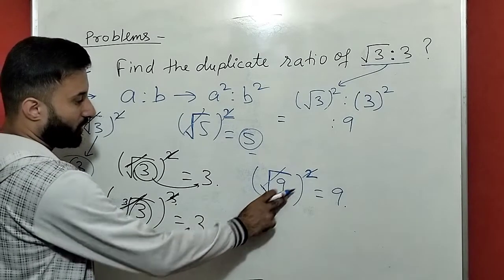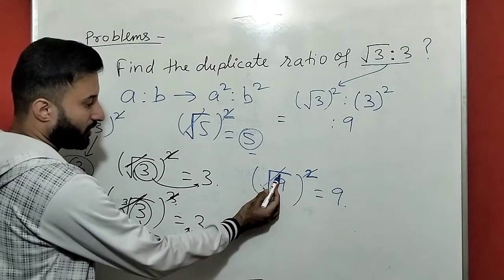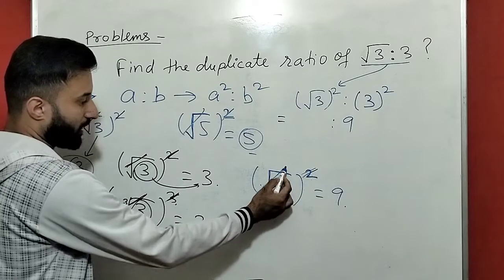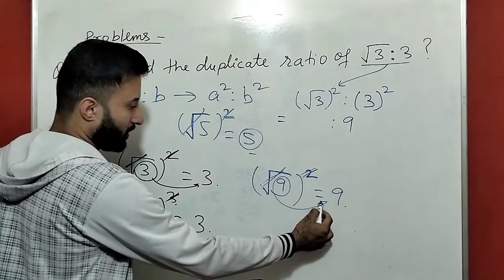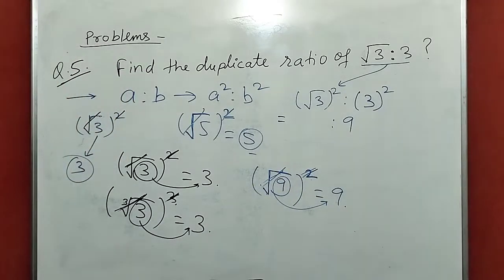Whatever you can see here, square root 9 whole square. So this is a square root and this is a square. So the square and square root will get cancelled. You will get the number as an answer.